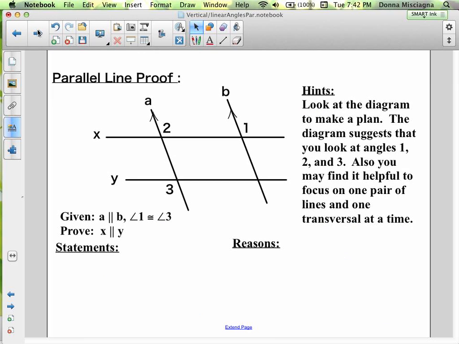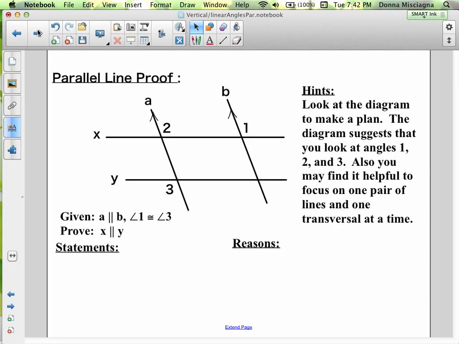All right, so this one has no statements written in and no reasons written in. So we're going to look at the diagram to make a plan. You want to have an idea of where you're headed with the proof. The diagram suggests you look at angles 1, 2, and 3 because they bothered to number those. Also, you may find it helpful to focus on one pair of lines and one transversal at a time.